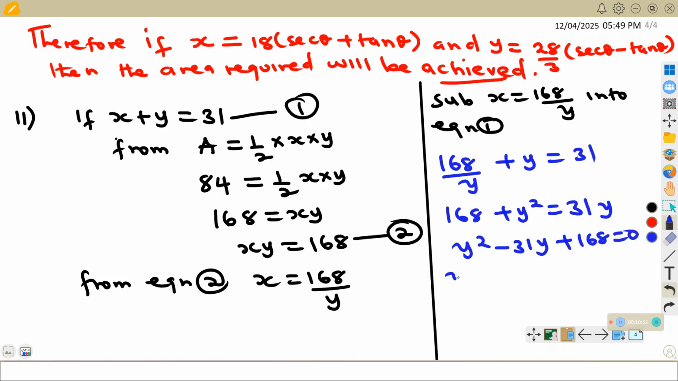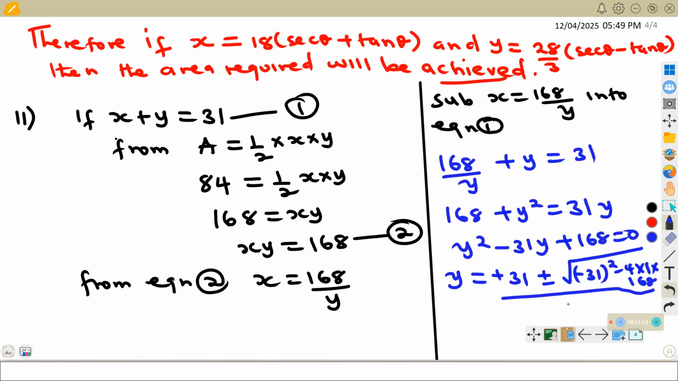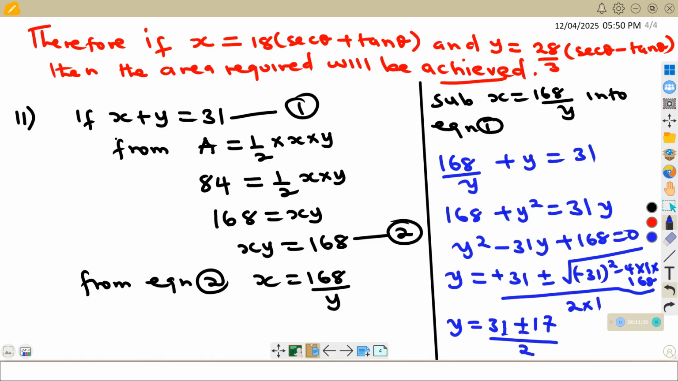So we shall solve this. y will be the same as minus minus, that is plus 31, plus or minus the square root of negative 31 squared minus 4 times a, which is 1, then times 168. The whole of this is over 2 times a, which is 1. From there, we shall have y as 31 plus or minus, and the square root gives us 17, divided by 2. So for that case, we can easily get the values of y.